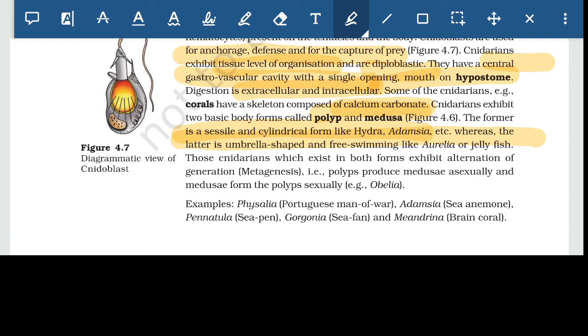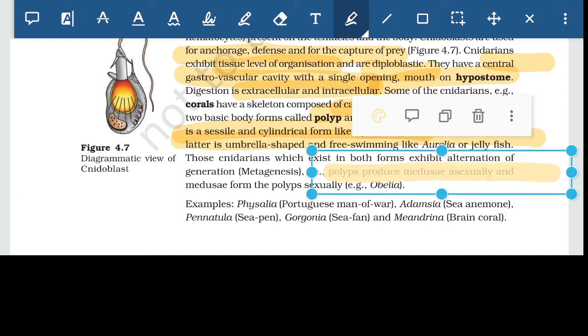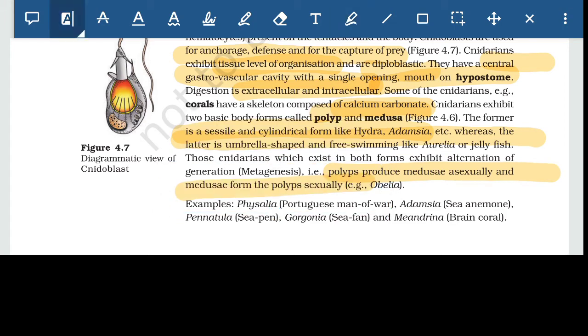Those cnidarians which exhibit both forms show alternation of generation, which is called metagenesis. Polymorphism or metagenesis. The polyp produces the medusa asexually and the medusa produces the polyp sexually. This is a very important point. Once again, this is really very important.